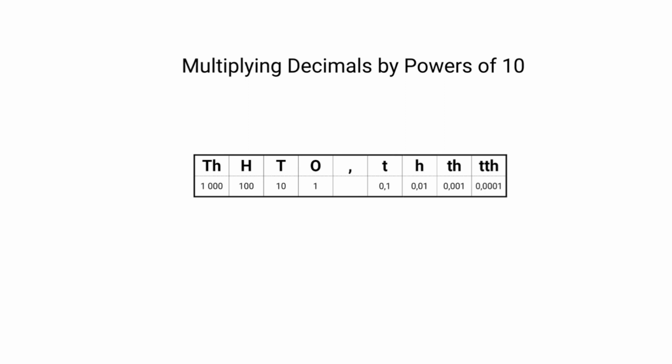Let's take a look. The place value chart shows so nicely that every column is 10 times bigger than the column to the right of it. Now remember, when we multiply any number by 10, it's going to get 10 times bigger. So all its digits are going to move one place to the left. We're going to use that information to help us when we multiply decimals by 10.